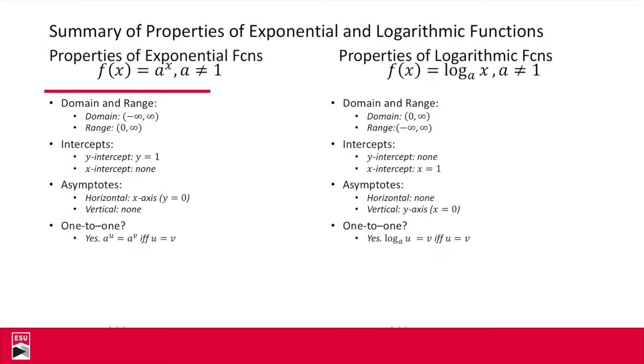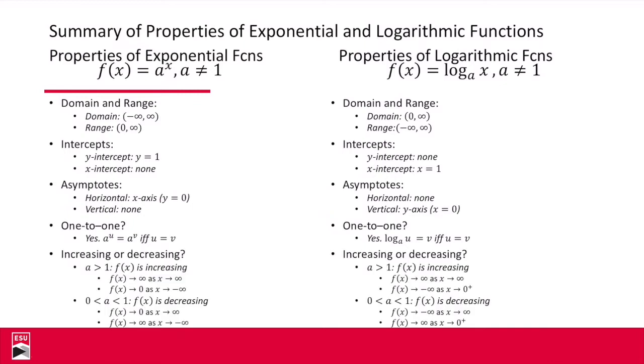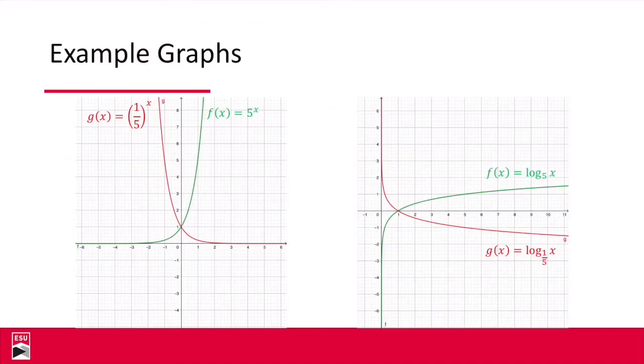And we know they're both 1-to-1 because they have inverses. But what that really means is if we have a to some exponent and a to another exponent, and those are equal, we can conclude that their exponents are equal. And the same for two logarithms. Log base a of u equals log base a of v if and only if u is equal to v. And then just properties of increasing or decreasing. But really, let's just look at a graph.